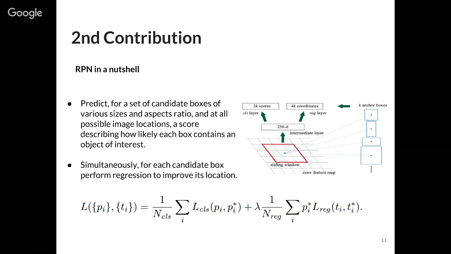The region proposal network wants to predict, for a set of bounding boxes of different scales and sizes at all possible image locations, a score predicting how likely it is to contain an object of interest. And also, at the same time, they perform regression to improve the location of each bounding box. This is the big loss function, but it's well explained in her slides, if you want to know more.